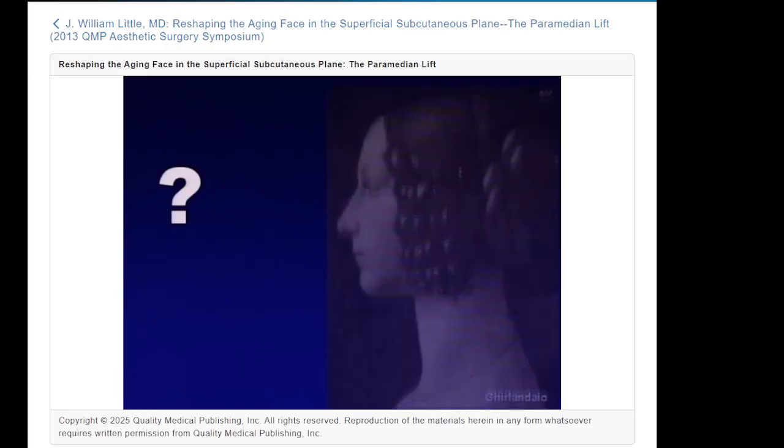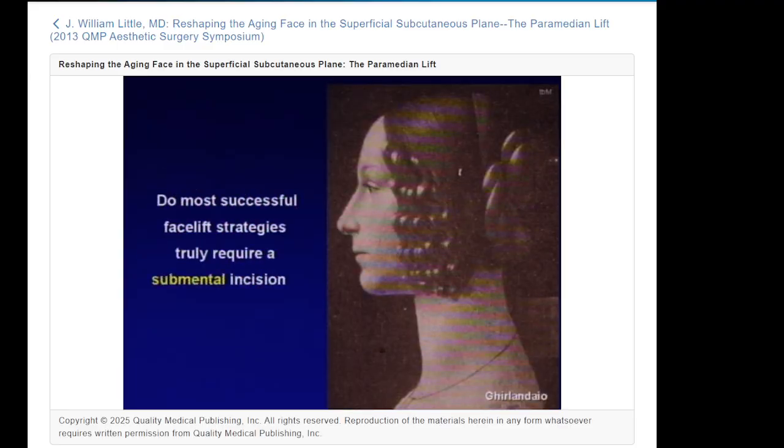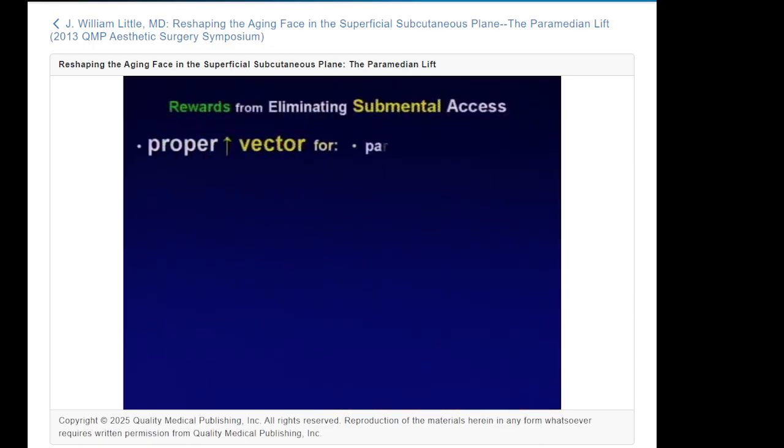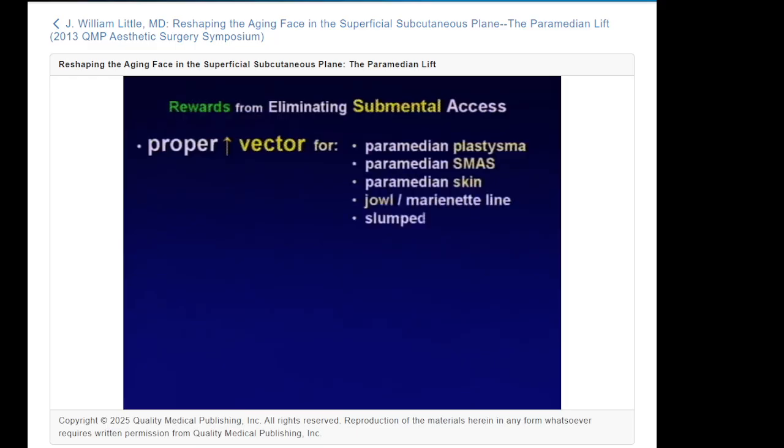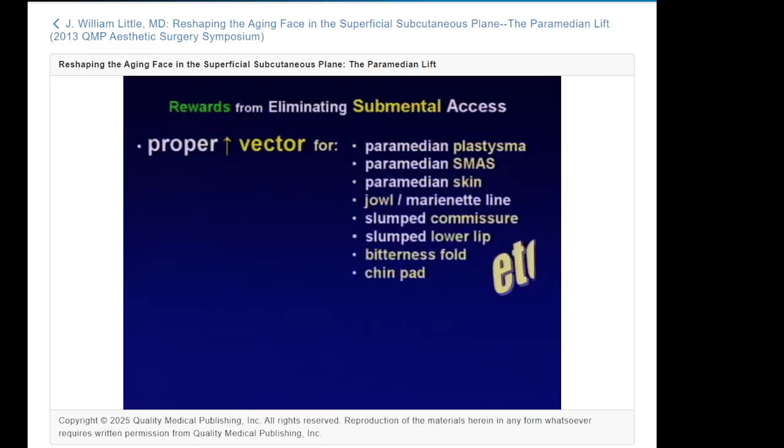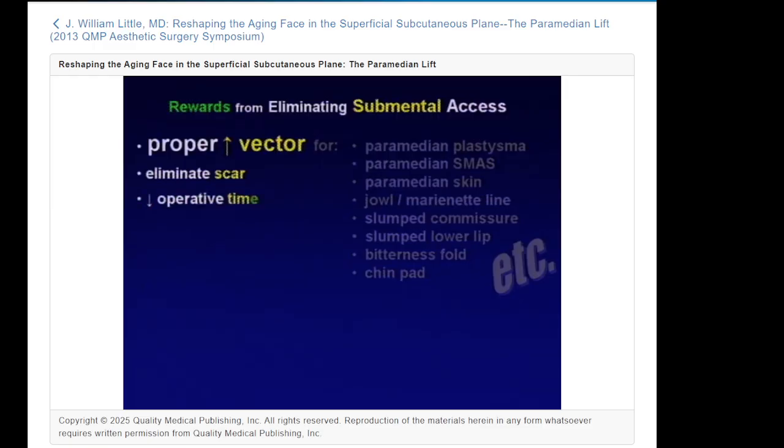Now, there's another question that pops up, therefore, which is, do most successful neck strategies truly require submental incision? Well, for many, many years, and look at that neck by Jim Dow, I thought so. But there's rewards from eliminating that incision because it forces you into the proper vector for the platysma, the SMAS, the skin, particularly the jowl and the commissure and the lower lip and the bitterness fold. All of these things become forced vertical vector, which is correct. And it eliminates a scar, which is worth something.